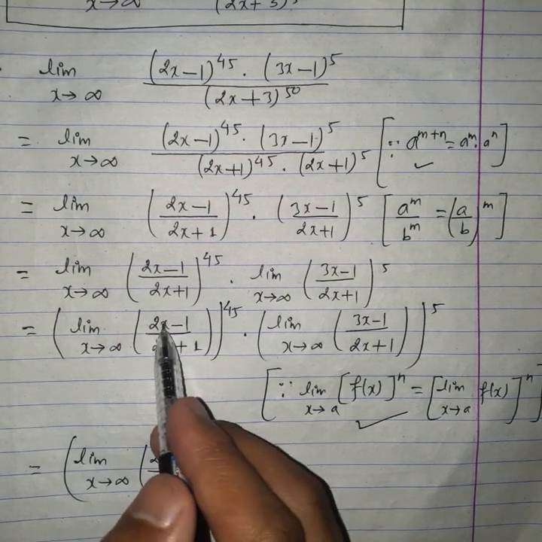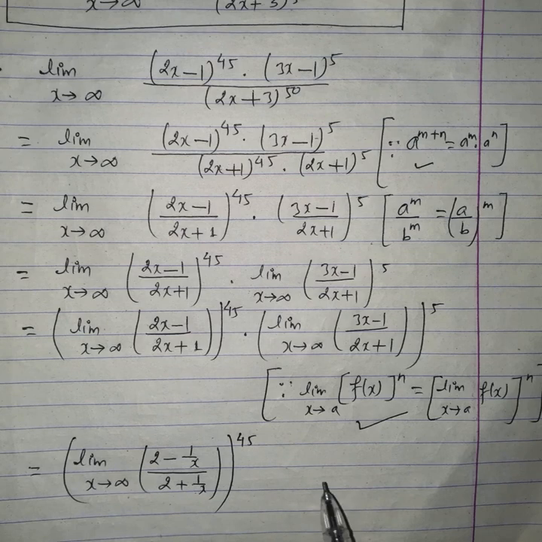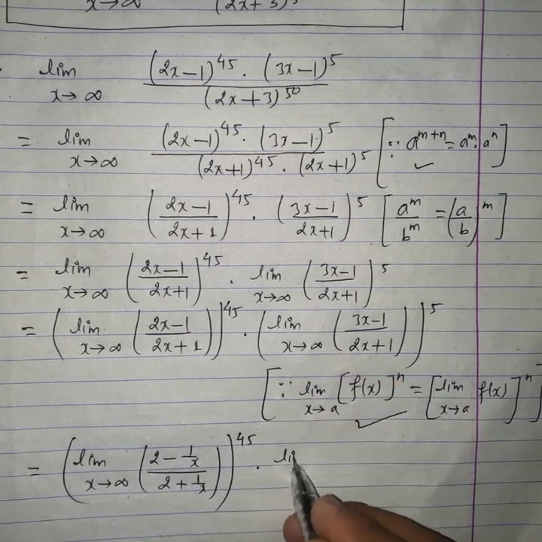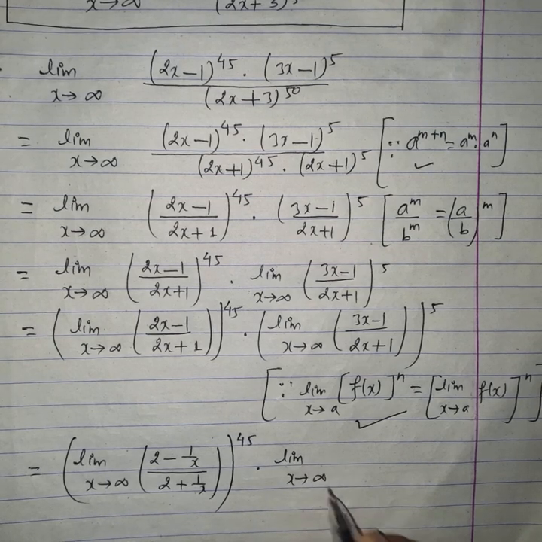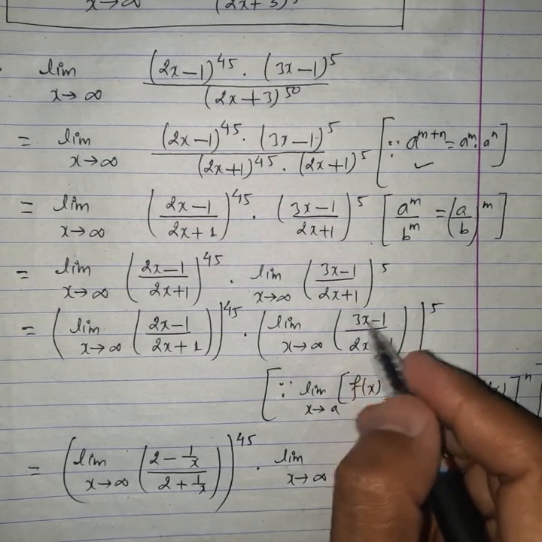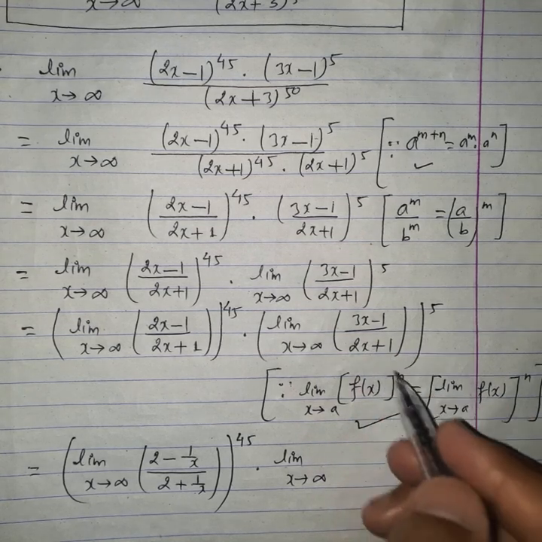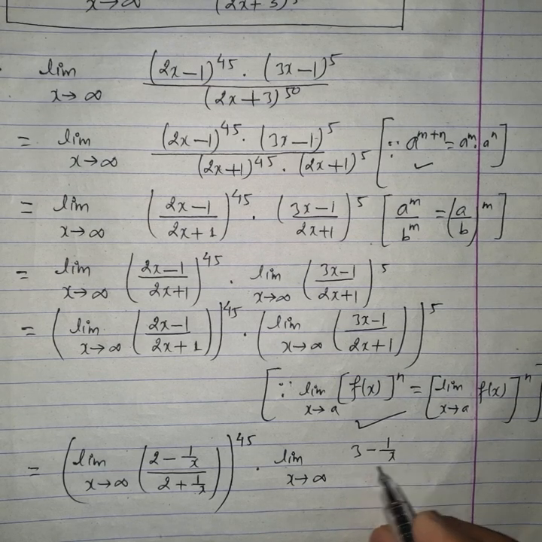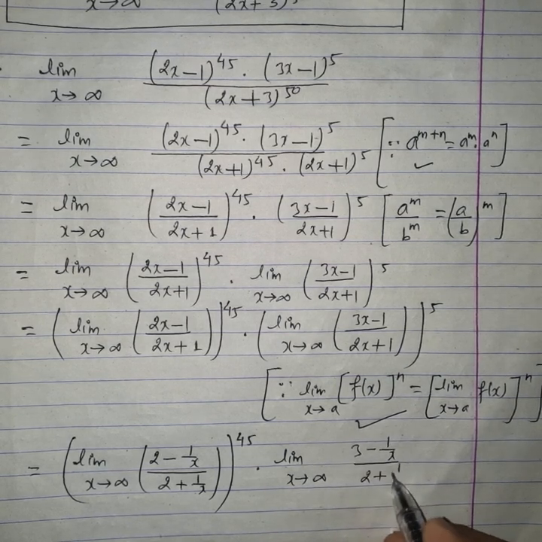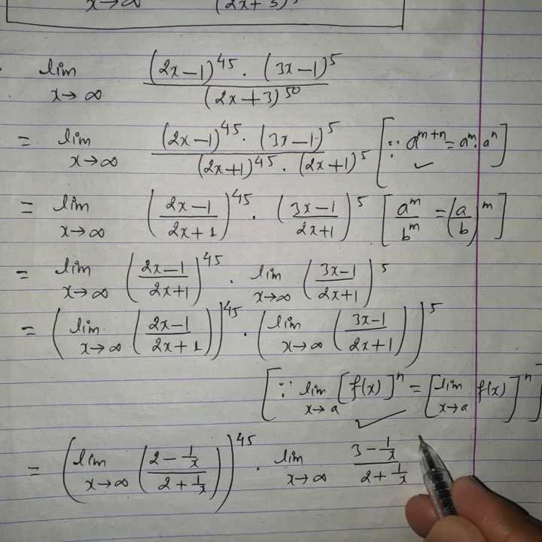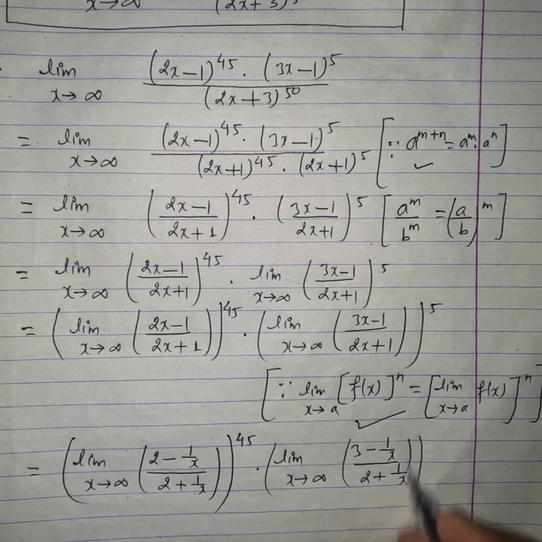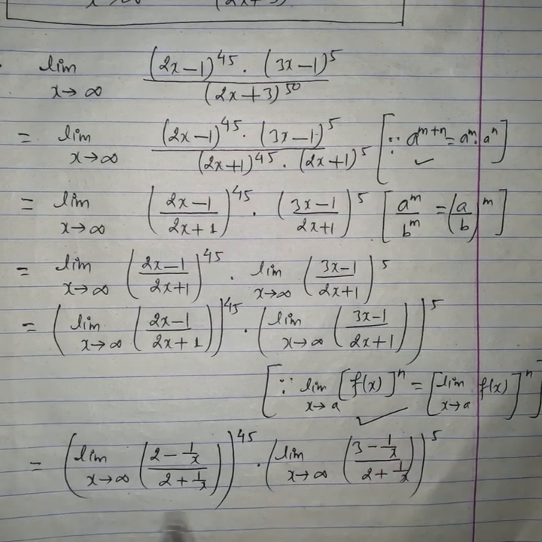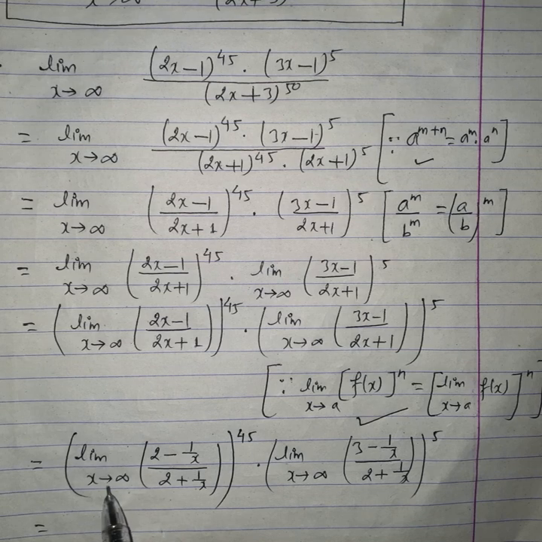Here we just divide both the numerator and the denominator by x, and similarly here we can do the same process. We can divide both the numerator and the denominator by x. After dividing, (3 minus 1 over x) over (2 plus 1 over x). Here we just divide both the numerator and the denominator by the same quantity x, and let's plug in the value of x as infinity.